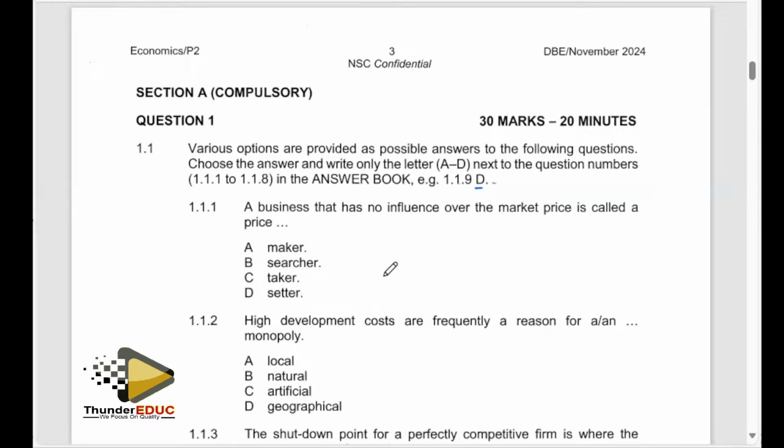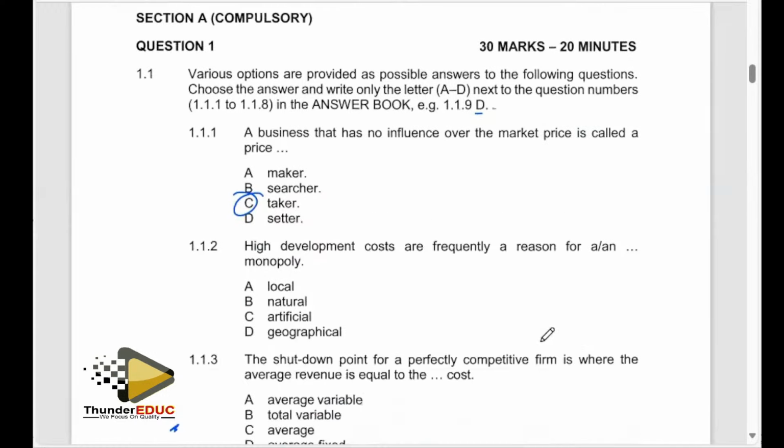Okay, right. So now let's check 1.1.1. A business that has no influence over the market price is called a price taker. Okay, right. So now moving on to the next one, we have 1.1.2. High development costs are frequently a reason for a monopoly to actually take place, which is a natural monopoly.